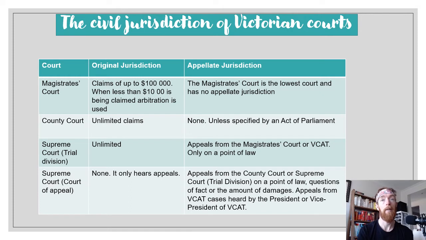So, when we've got the magistrates court, so let's just say we had a case. So, if we had a civil case where Batman is suing the Joker for negligence and he's suing him for $80,000, that would be heard in the magistrates court because they hear claims of up to $100,000, and if it's less than $10,000, it goes straight through arbitration. So the magistrates court is the lowest court in the court hierarchy and has no appellate jurisdiction.